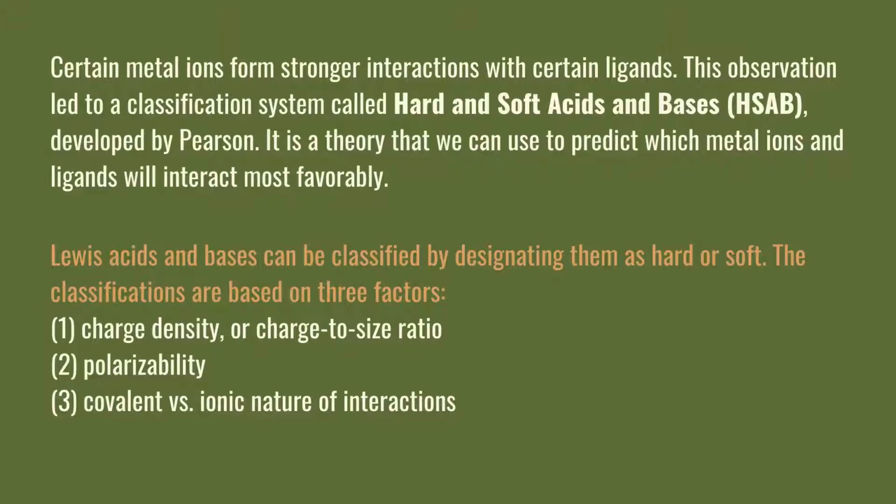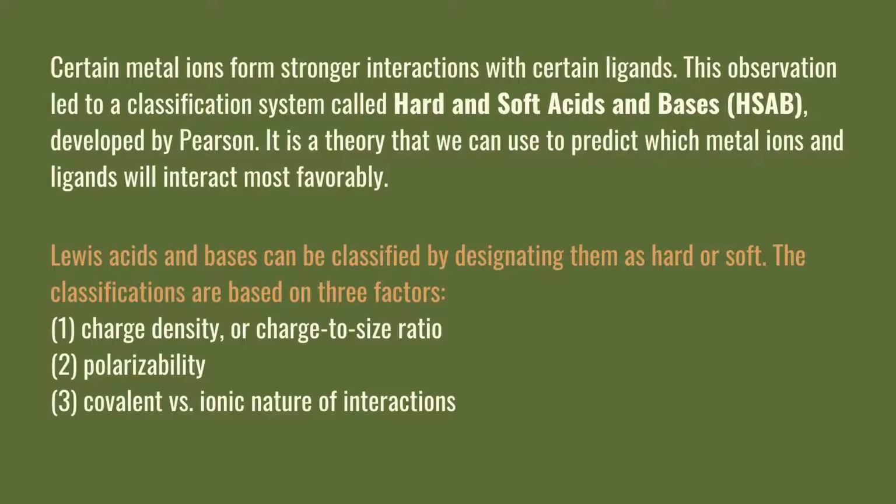Certain metal ions form stronger interactions with certain ligands. This observation led to a classification system called hard and soft acids and bases, developed by Pearson. It is a theory that we can use to predict which metal ions and ligands will interact most favorably.